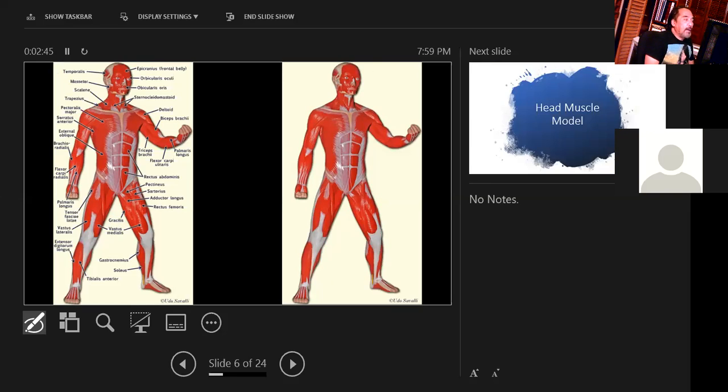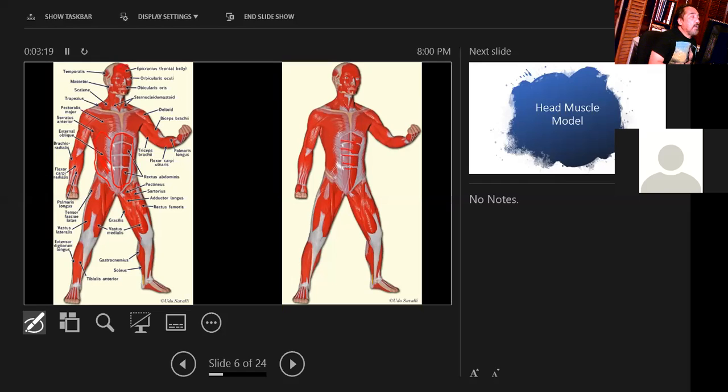Then the rectus abdominis right here, and then these are your obliques. So I'm going to see if this is external oblique. Fibers are lateral to medial going down. That is called external oblique. Internal oblique is the opposite, lateral to medial with the fibers going up. Then transversus abdominis, the third oblique, has horizontal fibers.